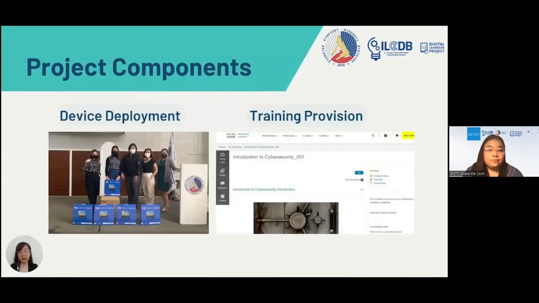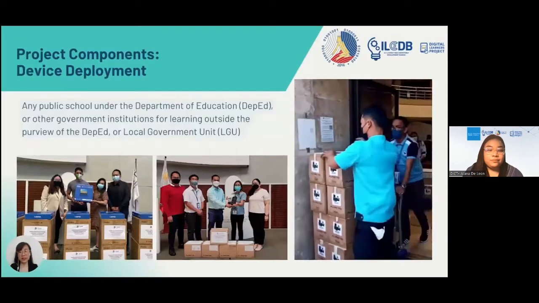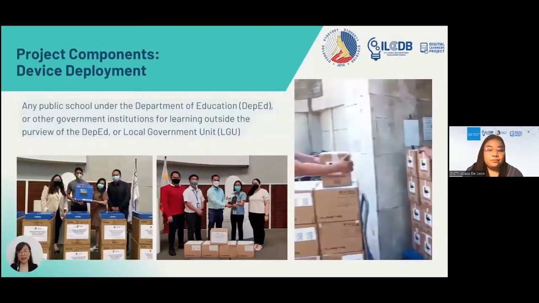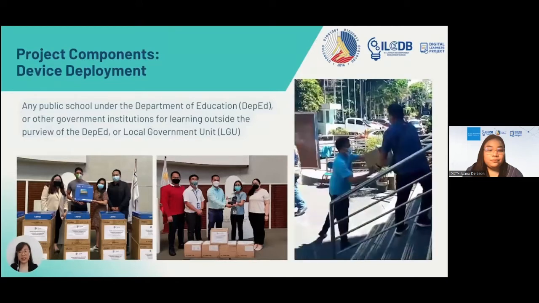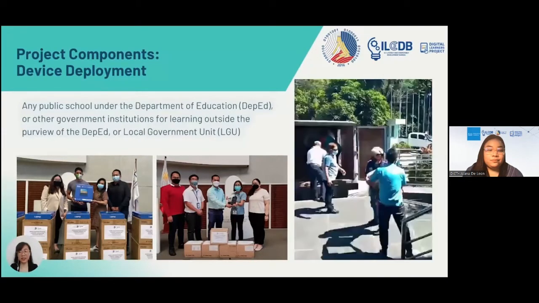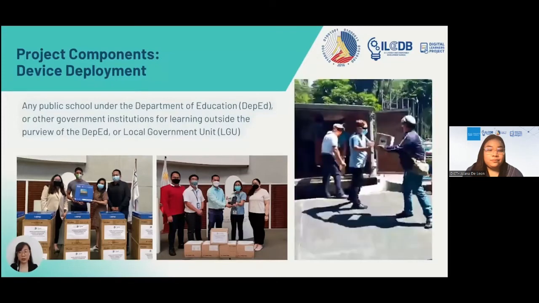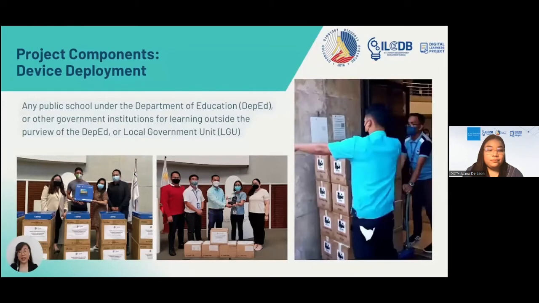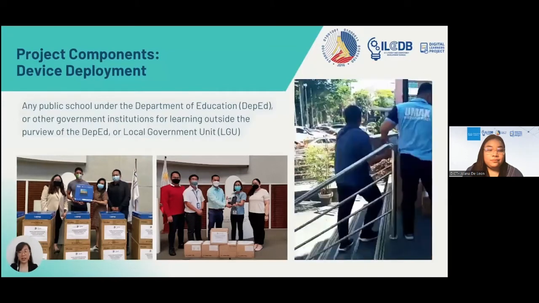What we do in the project. There are two major components of the project: the device deployment and the provision of learning contents. For the device deployment, the DICT through the ILCDB deploy devices, laptops and tablets to different LGUs, public schools, and other public learning institutions. This is to provide means to continue with education, learning, as well as knowledge.